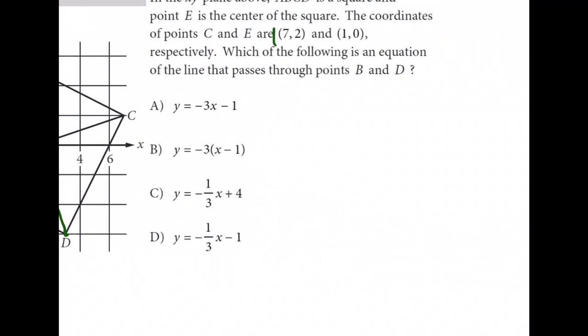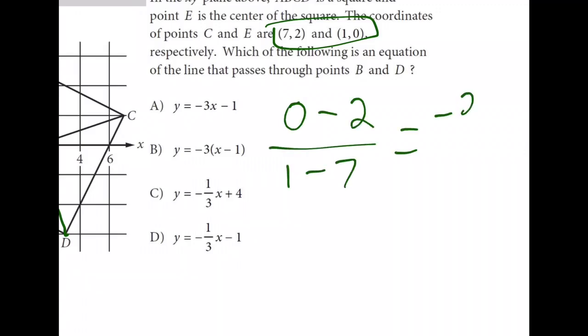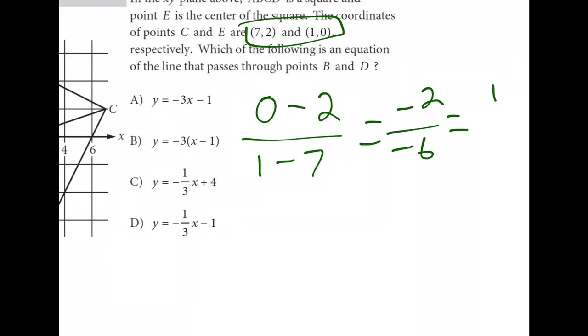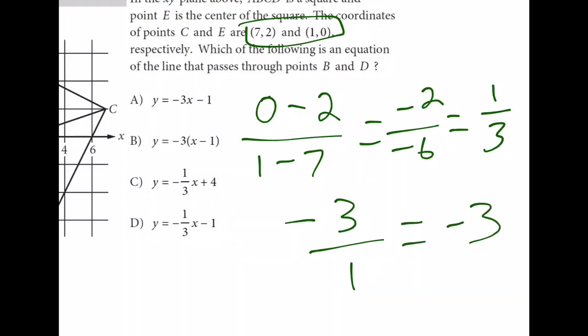So we'll start with these points here, and we'll take 0 minus 2 over 1 minus 7, and we get negative 2 over negative 6, which just leaves us with 1/3. If we want to take the opposite reciprocal, we change it to 3 over 1, and we put a negative, and that's just negative 3. Which of these options have a slope of negative 3? Well, it's not going to be C or D. That leaves us with A or B.